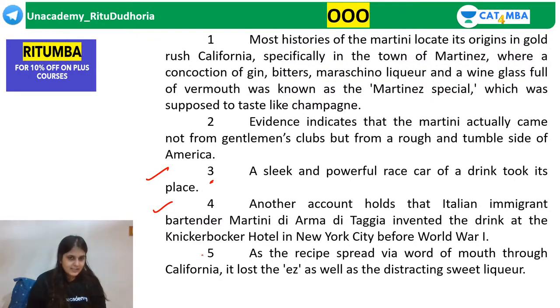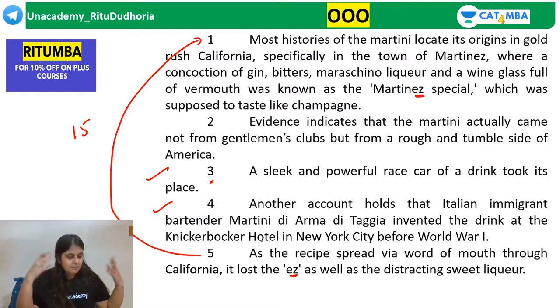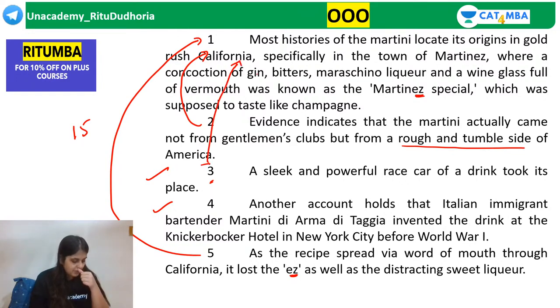Okay, guys, can't I say that 5 and 1 are linked to each other? Link. I'm not talking about the order. It lost the ES. Martinez. And it became Martini. Yes or no? Can I say 1 and 5 are linked to each other? Similarly, can I say 2 and 1 are linked to each other? Not from the gentleman's club, but from a rough and tumble side of America. What was that rough and tumble side of America? This town in California. So I can also say that 3 and 1 are linked to each other. Again, guys, I'm specifying this, not the order, just the links. Okay, so 3, 1 and 5 are related to each other. Now, 2, 1 and 5 are related to each other.